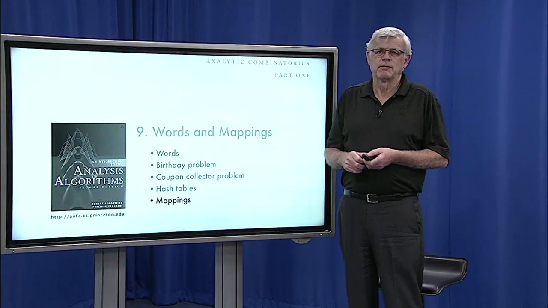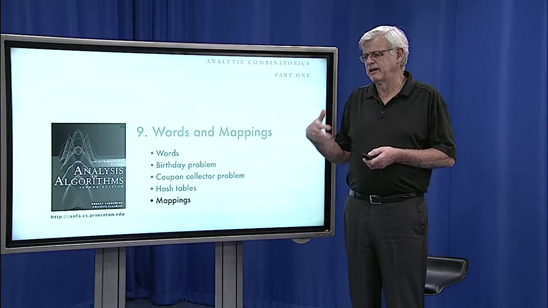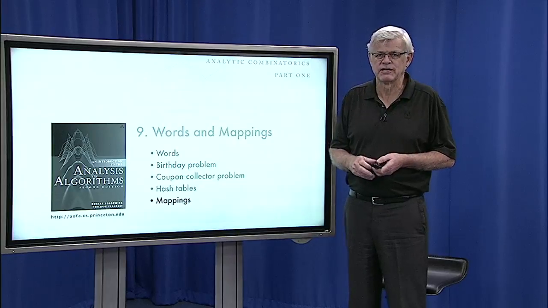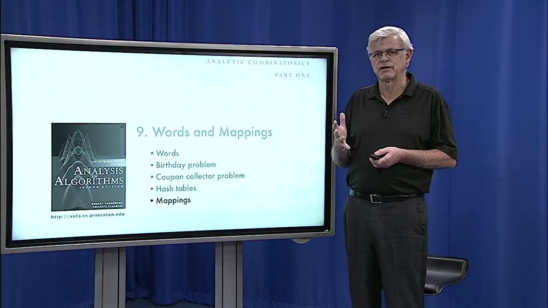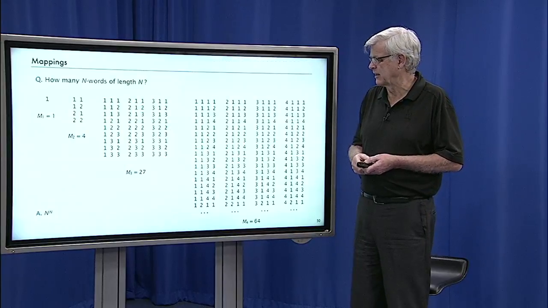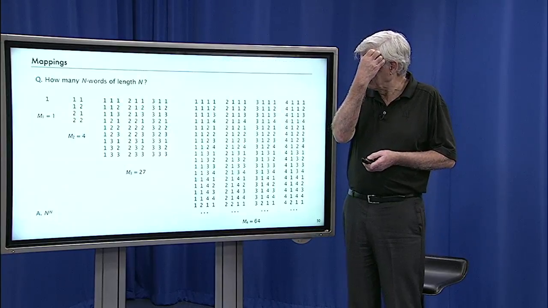Okay, now we'll talk about mappings, which is a combinatorial structure that is related to many of the things that we studied, and it really is an appropriate topic on which to close. It's kind of a poster child for analytic combinatorics. So what is a mapping?